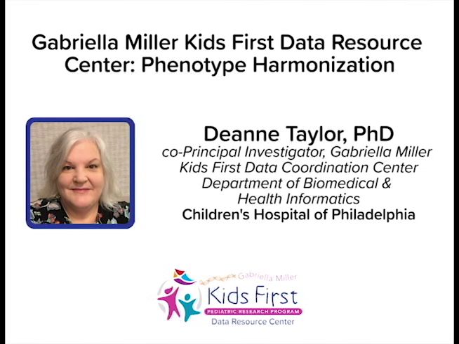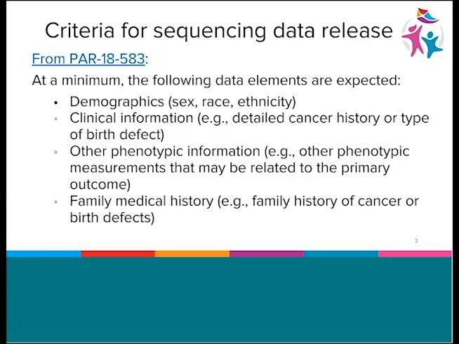Just going back to the original spirit of the Gabriella Miller grant, there were some data elements expected as part of the X01s to submit, and those were in demographics, clinical information, phenotypic information, including measurements that are related to the primary outcome of the study, and family medical history when possible. Now, since these are retrospective studies, obviously some studies do not collect all data that would be interesting to everybody who would like to look at that study.